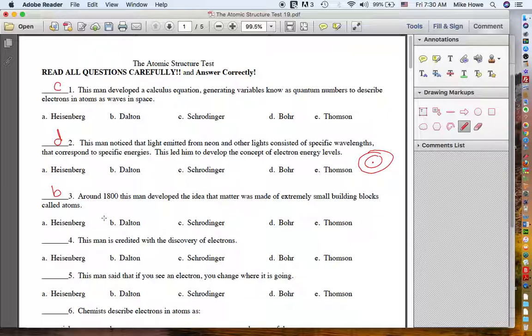The discovery of electrons. I showed you a little video on a cathode ray tube with little green lines, and the green line bent when you put a magnet near it, and that was Thomson. And if you see an electron, you change where it's going because electrons are so lightweight. When you see it, light bounces off of it, and that changes it. That's the Heisenberg uncertainty principle.